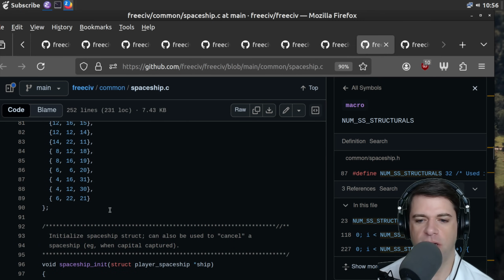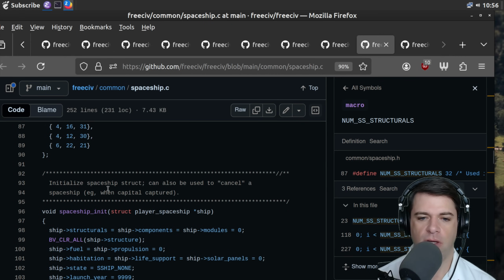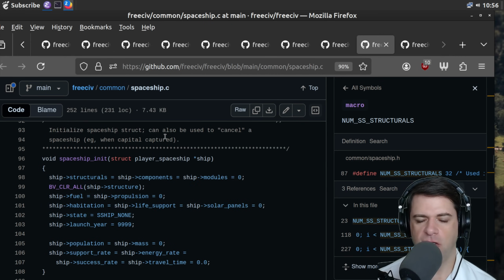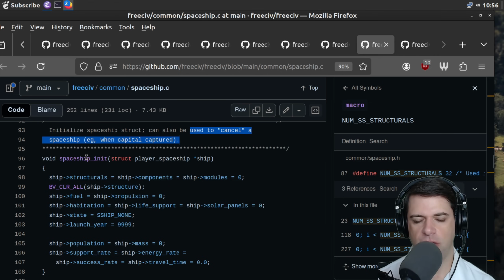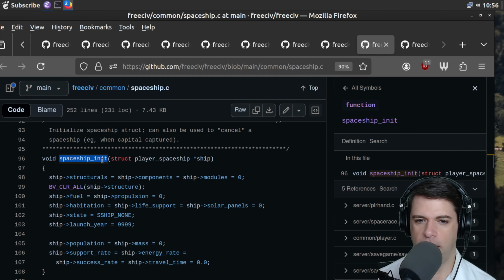Initialize spaceship struct can be used to cancel a spaceship, for example, when the capital is captured. So the init function can cancel. Why, I'm not sure. But we have this spaceship init.